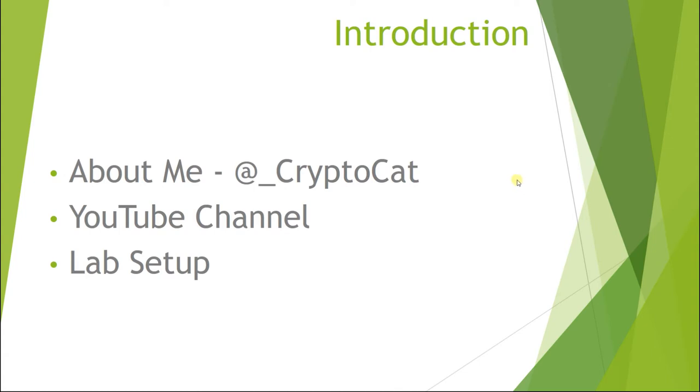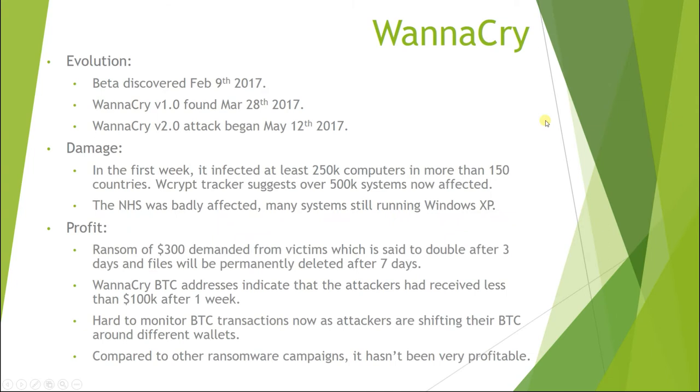So let's go on to the first piece of malware that we'll be analysing here. It's quite a new piece of malware called WannaCry, which many people will have heard of. And what do we know about WannaCry? The beta edition was first discovered on February the 9th. WannaCry version 1 was found on the 28th of March, and then the WannaCry version 2 attack began on May the 12th. So there's quite a length of time there between the original discovery of the beta.